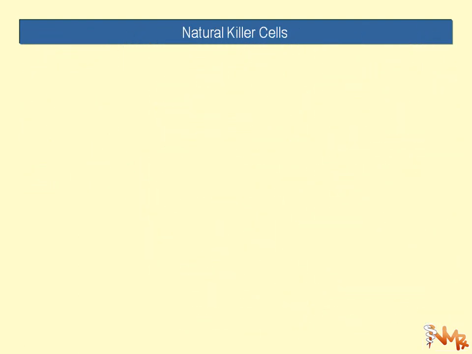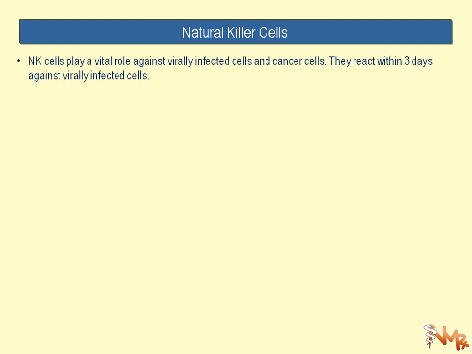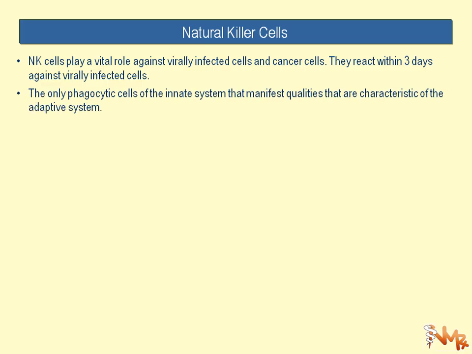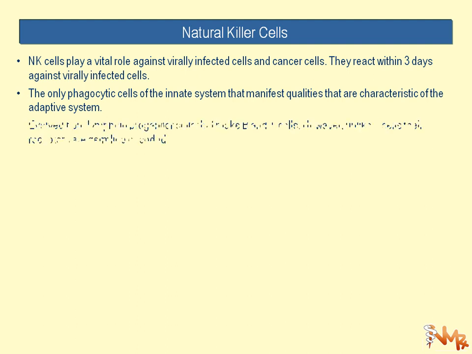Let's talk a little about natural killers. Natural killers play a vital role against virally infected cells and cancer cells. They react within 3 days against virally infected cells. The only cells of the innate system that manifest qualities characteristic of the adaptive system are the natural killer cells. They evolved from lymphoid progenitor cells that make B and T cells. However, unlike T cells, their receptors are germline encoded. This makes them similar to neutrophils or macrophages.